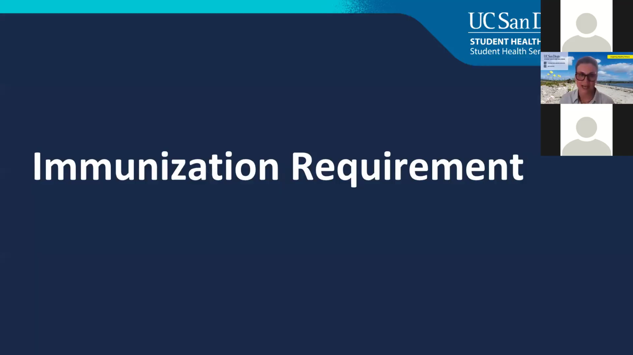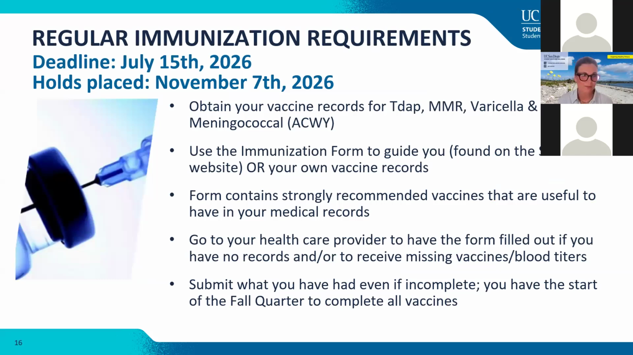Next, we'll take a look at the immunization requirement. The deadline is July 15th. We want you to put in as much as you possibly can by that time, but we don't place holds until partway through the fall quarter. We do that to allow you time to get any missing vaccines that are not available in the countries you're coming from, or perhaps you don't currently have adequate insurance coverage. So we give you that time to come to us, or to wherever your designated insurance is in San Diego, to get those caught up.